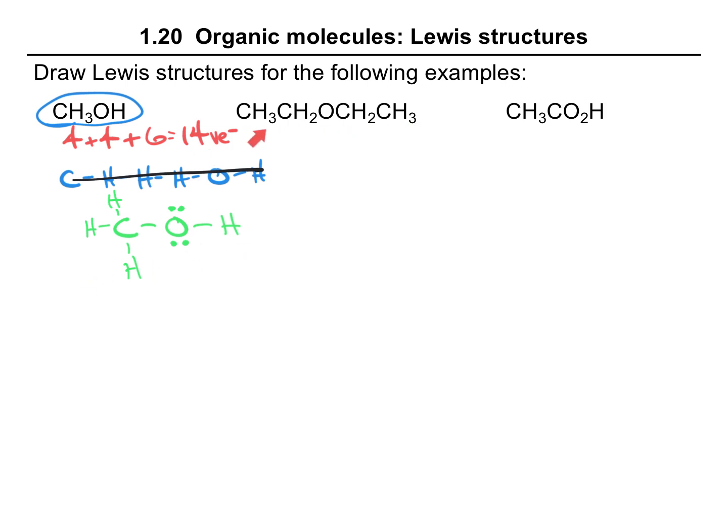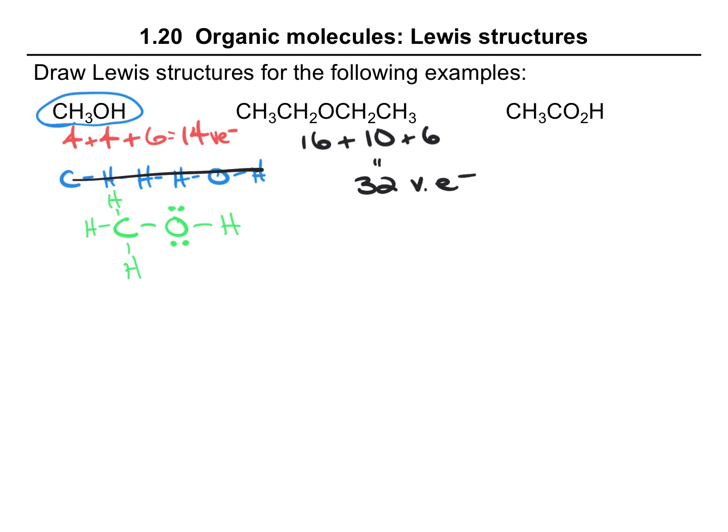In our next structure, we have 4 carbons, each of which has 4 valence electrons, so that gives us 16 valence electrons from the carbon. We have 10 hydrogens. Each hydrogen has 1 valence electron, so that gives us a total of 10 valence electrons. And then we have 1 oxygen with 6 valence electrons. So this gives us a total of 32 valence electrons.